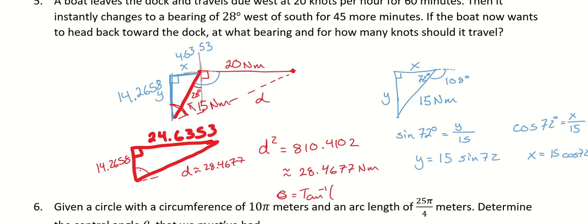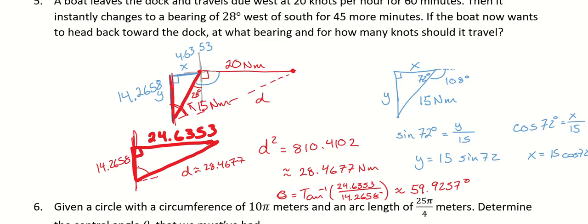So we're going from this angle here. Opposite is 24.6353 over the adjacent, which is 14.2658. And I'm just going to straight up type this into my calculator. The arctangent of, and I'll even use those decimals this time so our numbers will match, 24.6353 over 14.2658. I get 59.9257 degrees.